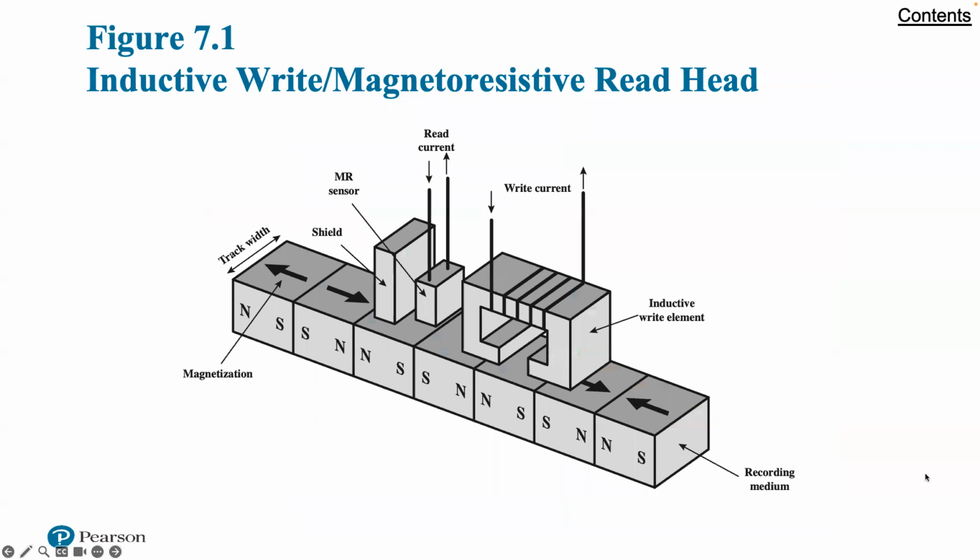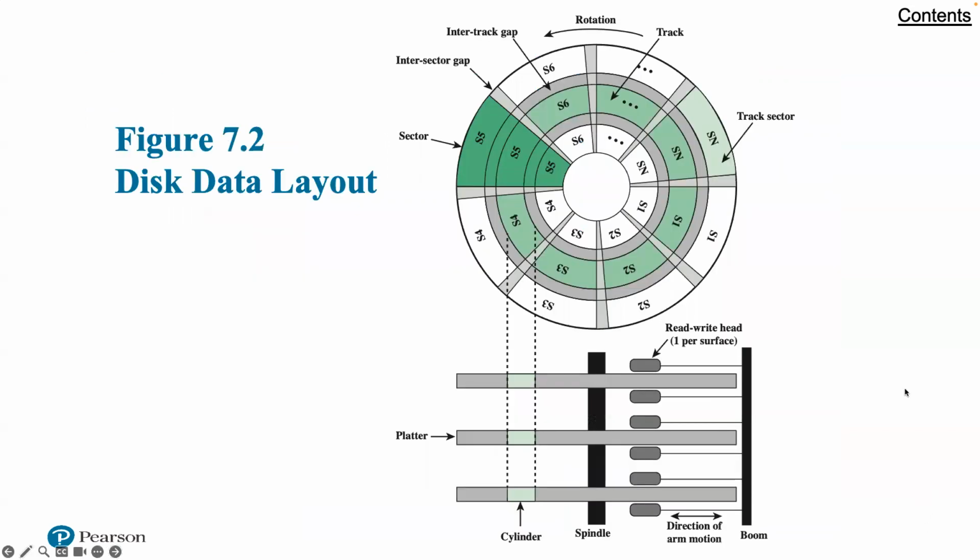Okay, continuing on, here is an illustration of an inductive write magnetoresistive read head. Here is what they refer to as a donut, and you can see there's a little gap below that. And so you can see how that would be laid out. This is the thing that rides on top of the platter. This next chart gives you an illustration of what the platter looks like, and then we'll next talk about how you actually encode data on it.